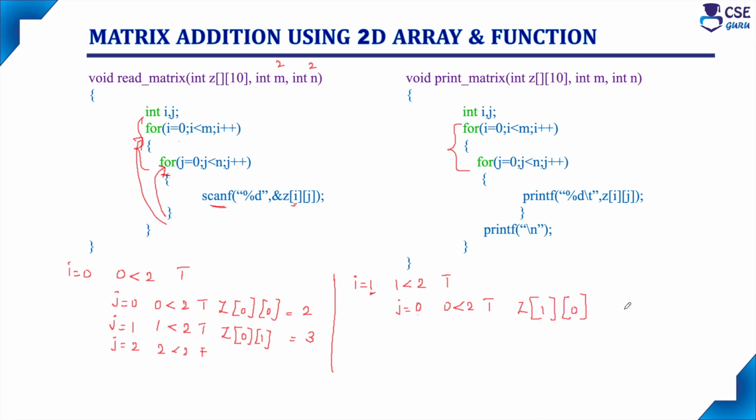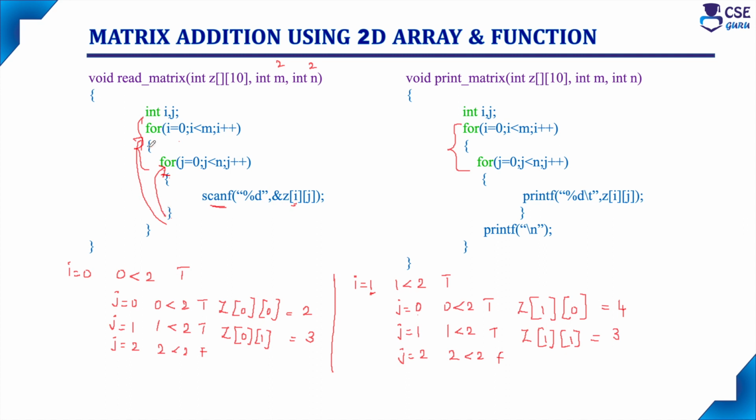So, z of 1 comma 0, enter some value. Now, j gets incremented to 1. Check the condition: 1 less than 2. Condition true. z of i, i value is 1, j value is 1. So, in the 1 comma 1 position, store some value. Okay. Next, j gets incremented to 2. Check the condition: 2 less than 2. Condition fails. Now, this inner for loop will exit.